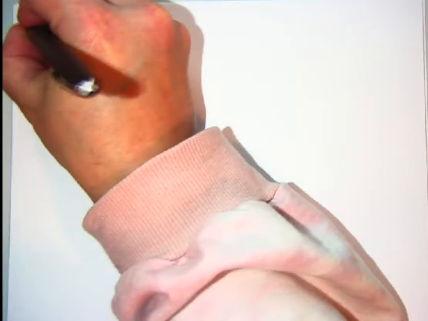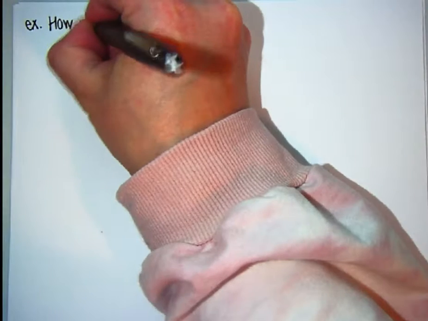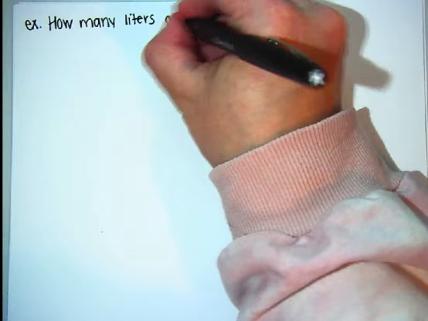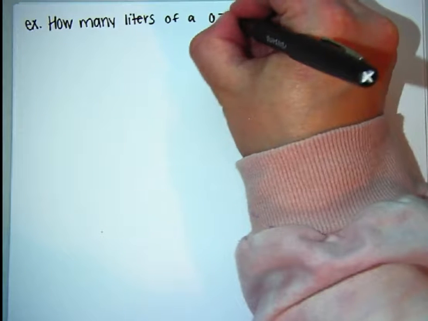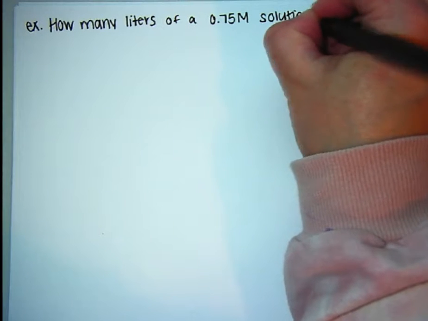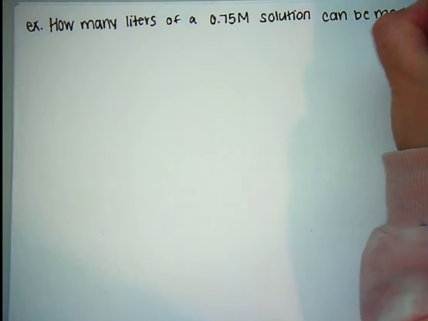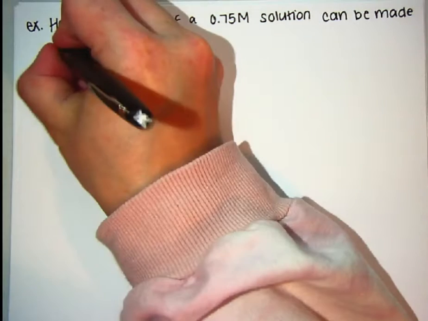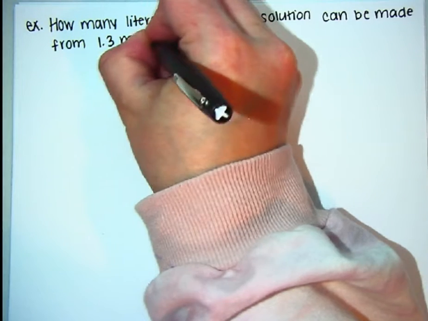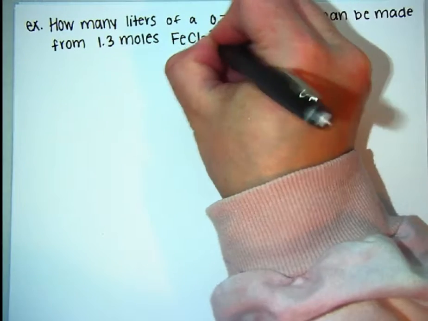Third example. Now let's solve for liters. Let's say you were asked, how many liters of a 0.75 molar solution can be made from 1.3 moles iron 3 chloride.